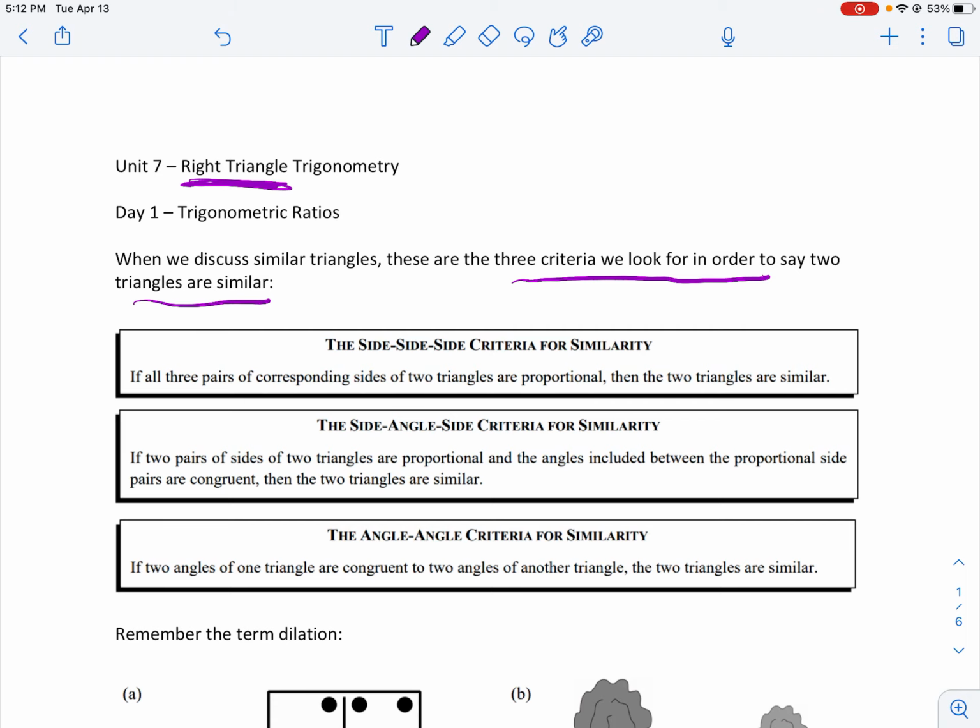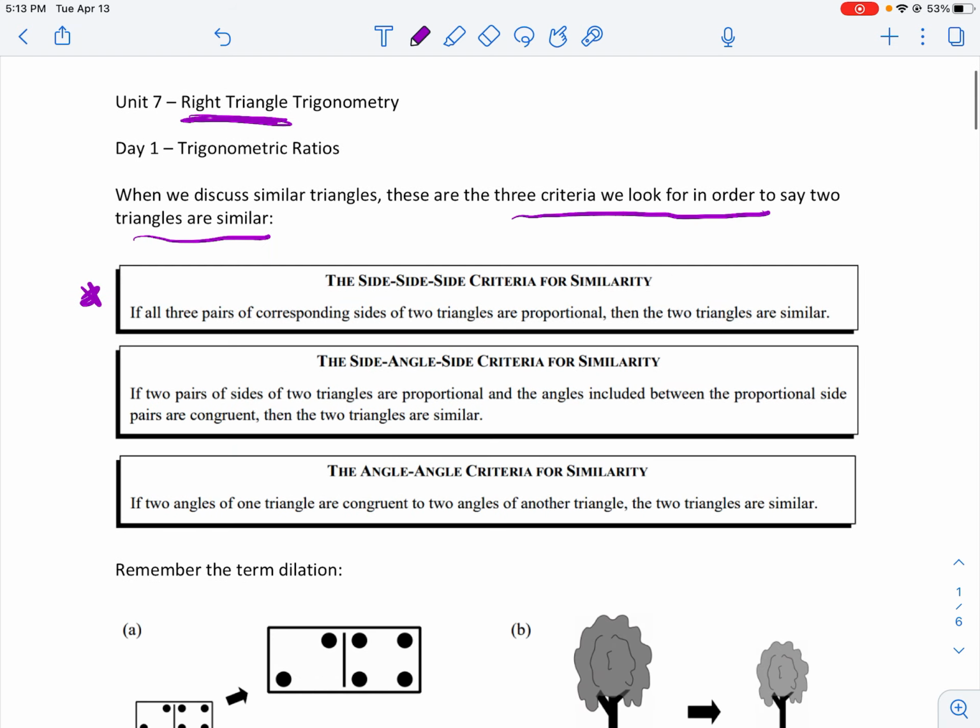But for two triangles to be similar, okay, all three pairs of corresponding sides of the two triangles are proportional, okay? That's one of them. Another one is two pairs of sides of the triangles are proportional and the angle included between the proportional sides is congruent. Then the two triangles are similar. And then finally, if two angles of one triangle are congruent to two angles of another triangle, the two triangles are similar.